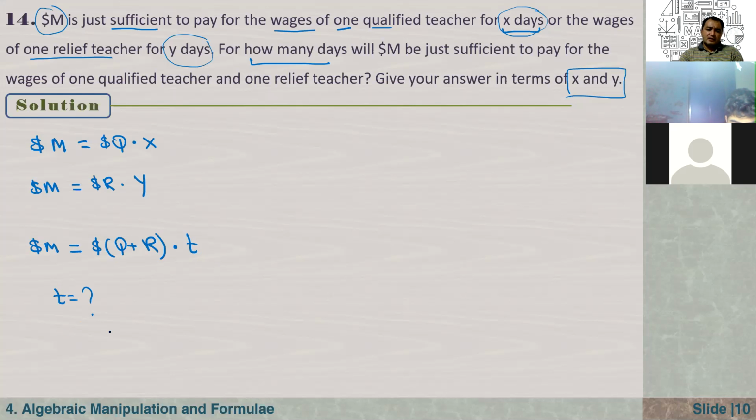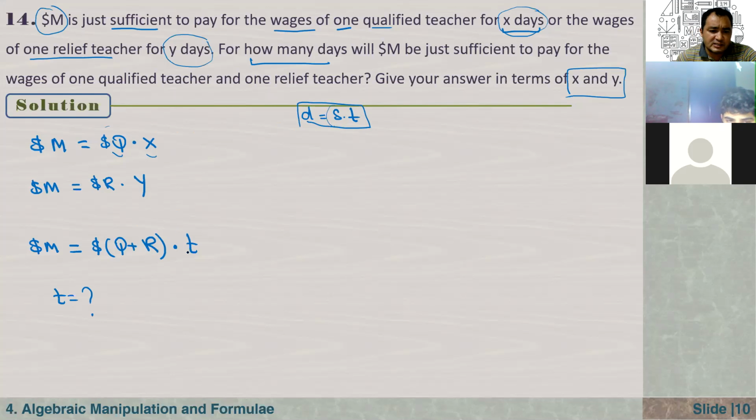That is how we model this problem algebraically because this Q is a rate, X is a time. It's very similar to the distance speed formula, right? So distance is what we have to cover, the speed is the rate, and T is time. And also here, this Q is the rate of the qualified teacher, right? For each day, how much we have to give. That's her rate. For example, I say that I work for $15 per hour. That's my rate.